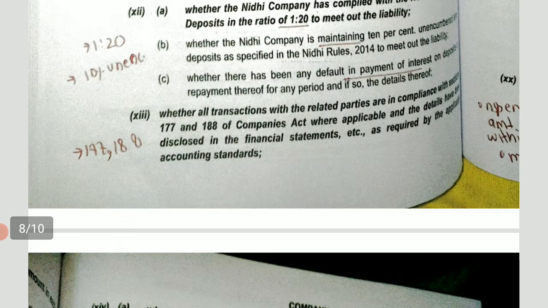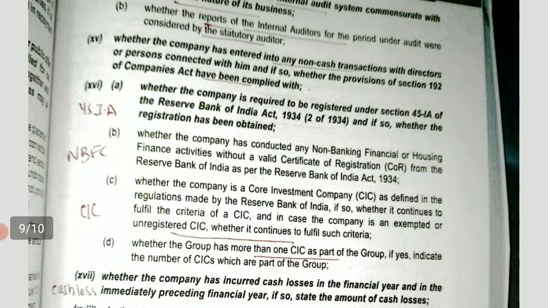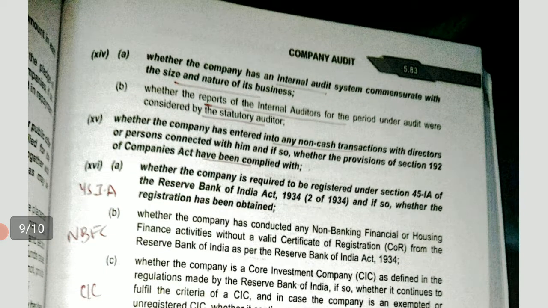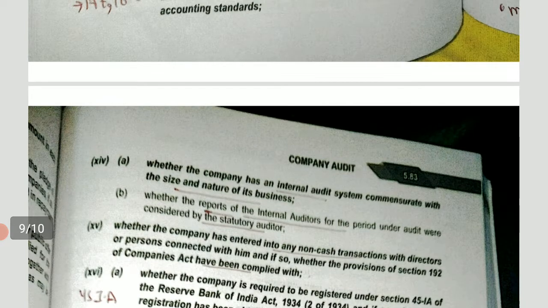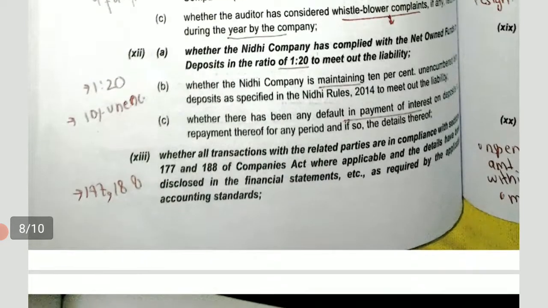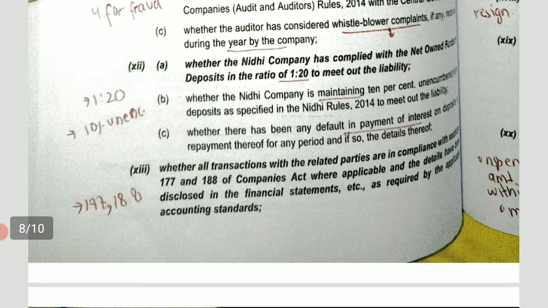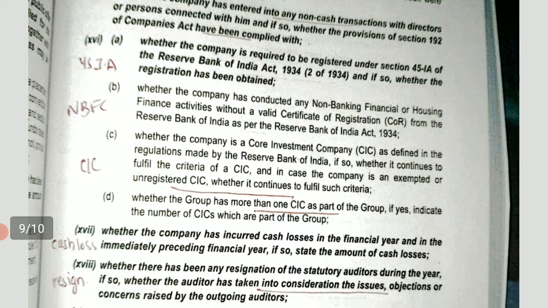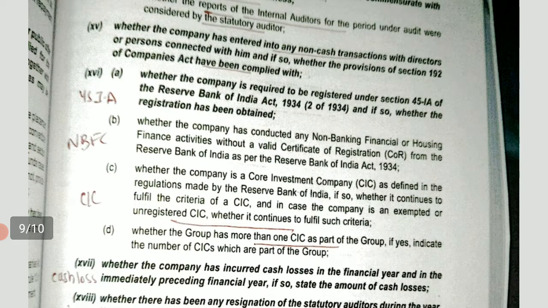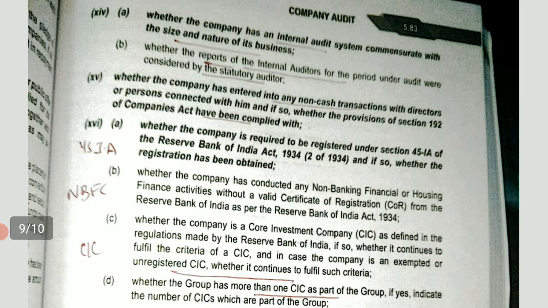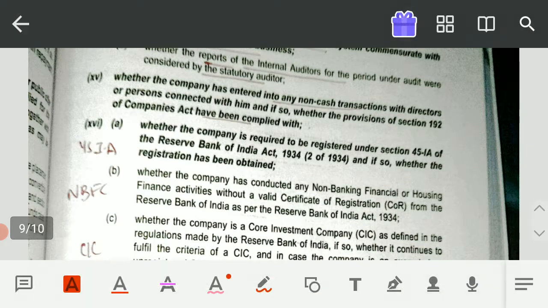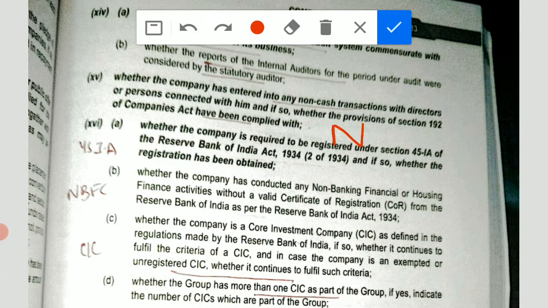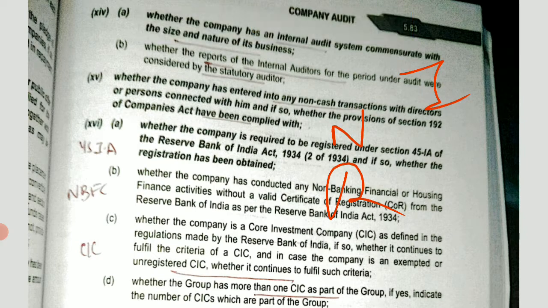Okay, 13, 14 and 15. What is 13, 14 and 15? N for non-cash transactions, R for Reserve Bank of India, and I for internal audit. So this is NRI: 14, 15 and 16.